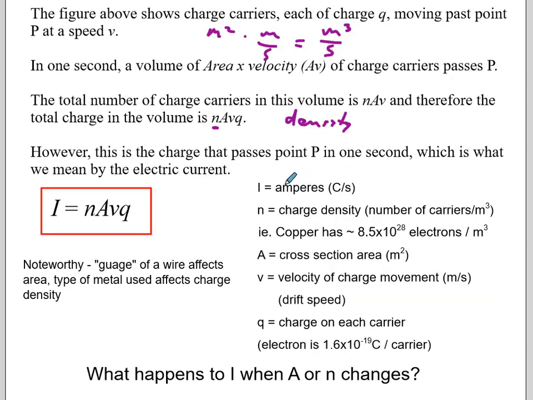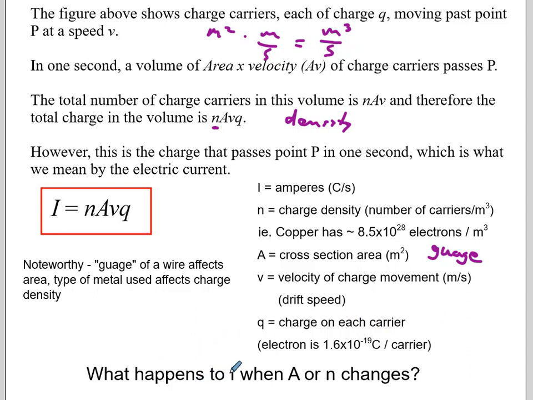So you can see amperes is measured in coulombs per second, N is the charge density. So like copper would have a different density, say, from aluminum. The cross-sectional area, this gets tied to the word gauge. So when you buy wire, you buy different gauges of wire, and different numbers represent different cross-sectional areas or thicknesses. Velocity of charge movement, so this is your drift speed. This is how many or how fast electrons travel down the wire, and we'll talk about that on the next slide, I think. And Q is the charge on the carriers.